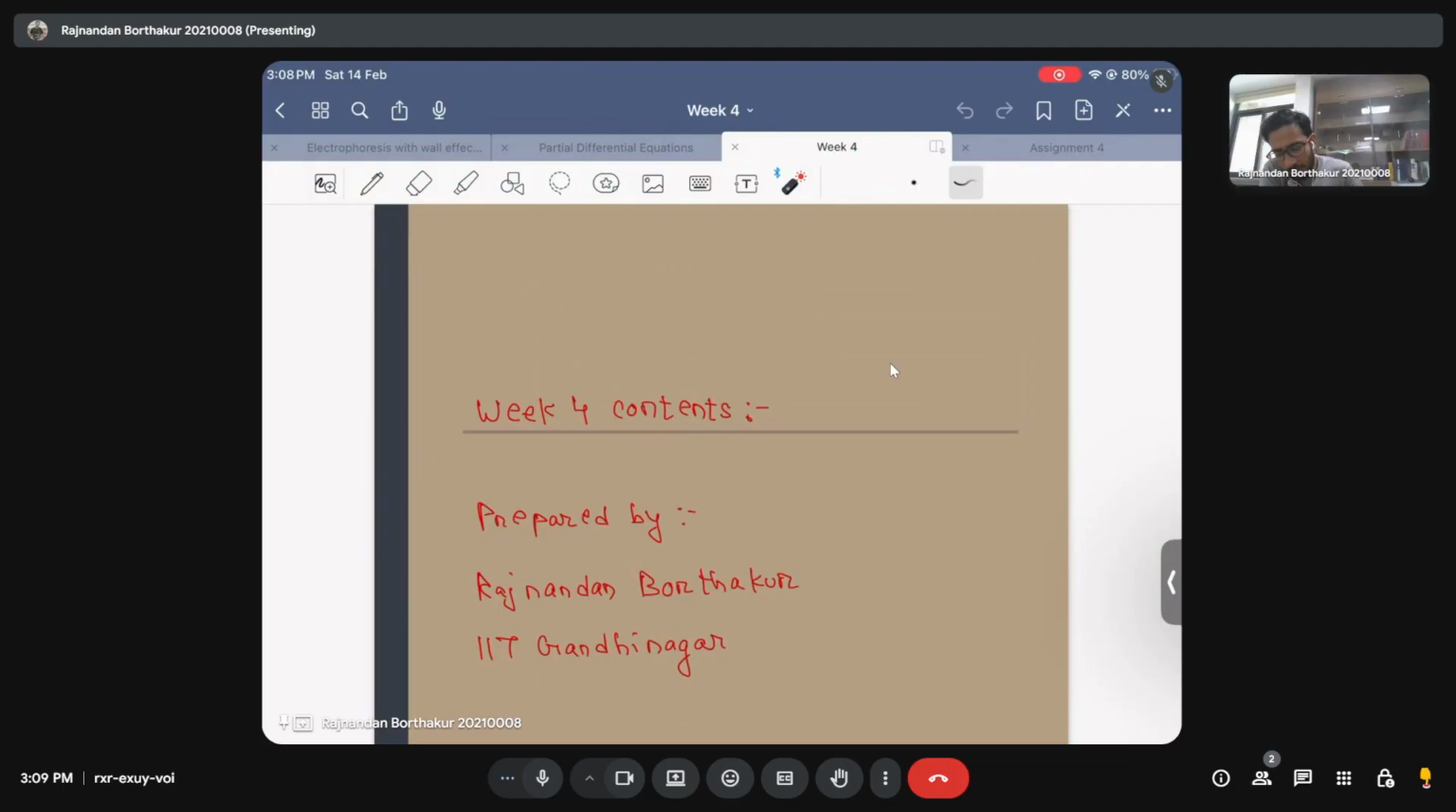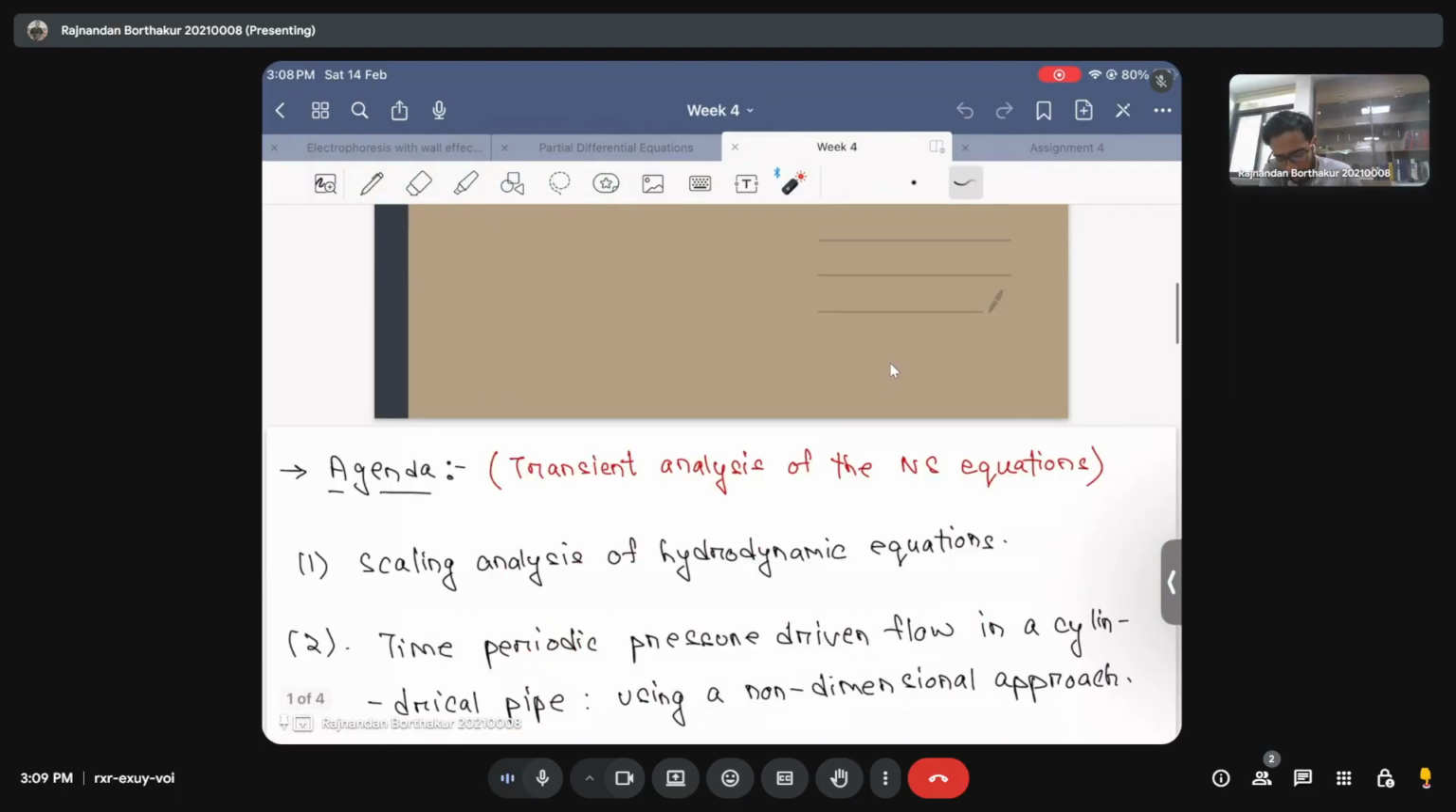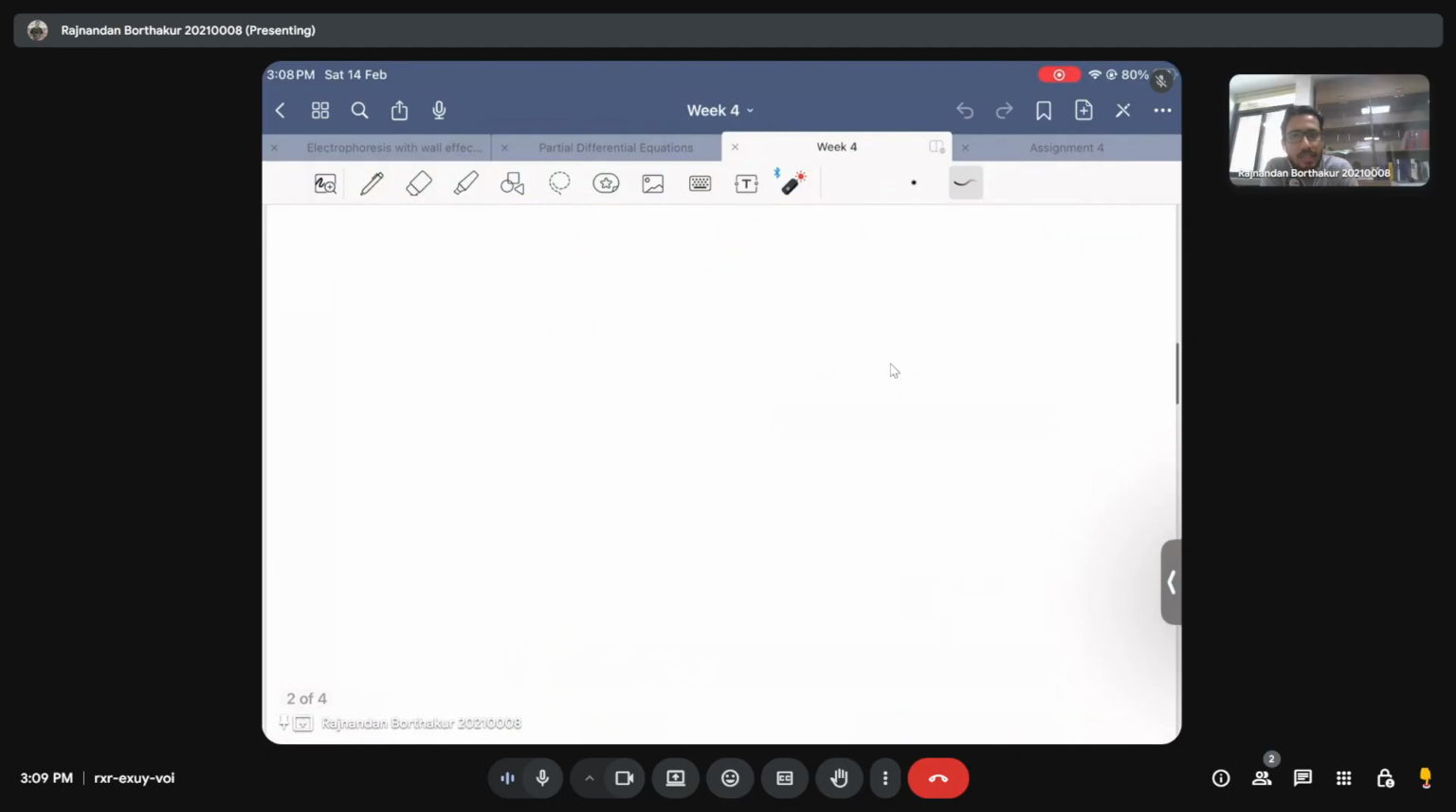For instance, in this week's lecture series you looked into calculating the velocity profile for certain kinds of flows where your velocity field is dependent not only on the spatial variable but also on the temporal variable. These analyses are typically known as transient analysis.